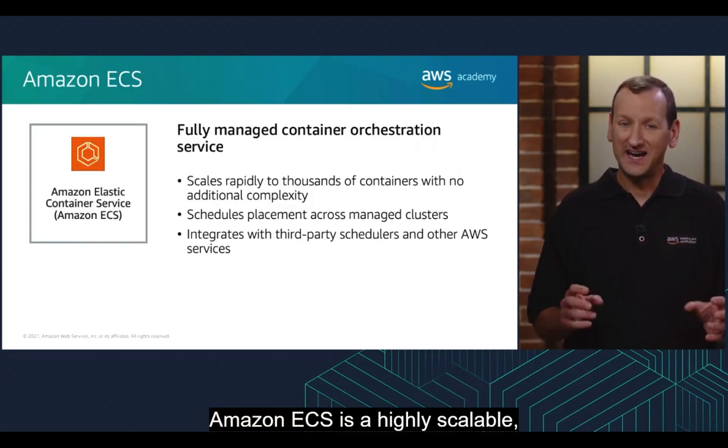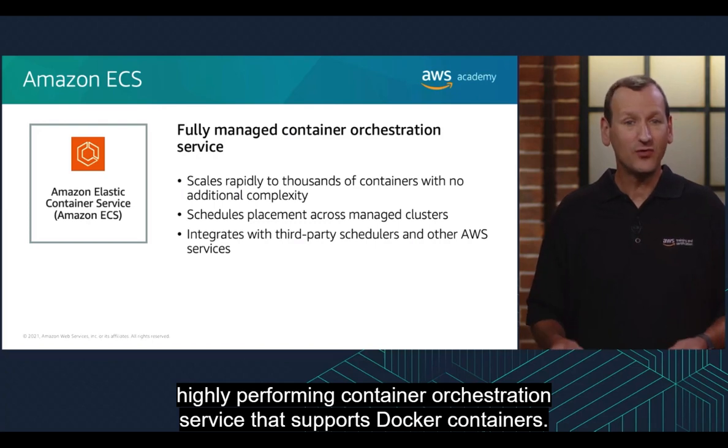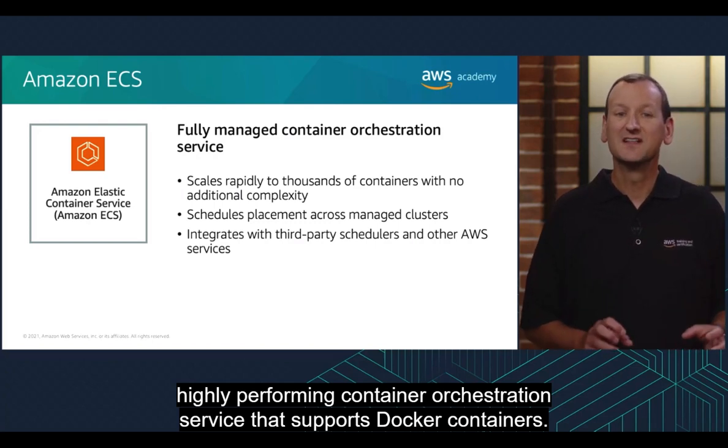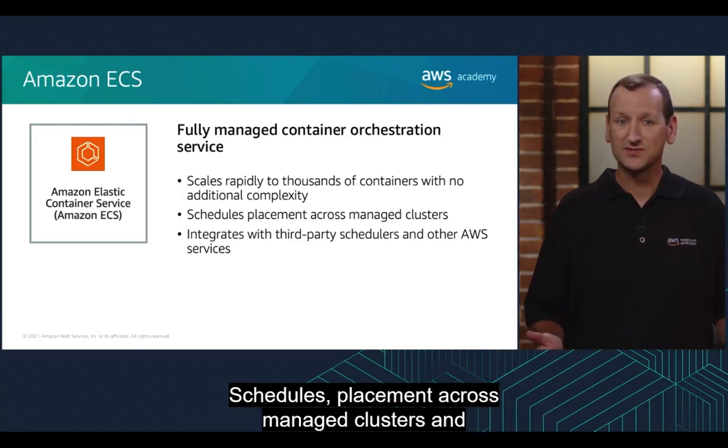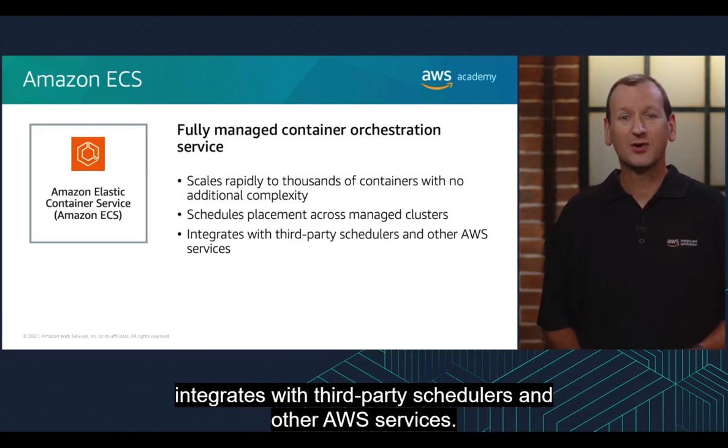Amazon ECS is a highly scalable, highly performing container orchestration service that supports Docker containers. It scales rapidly to thousands of containers with no additional complexity, schedules placement across managed clusters, and integrates with third-party schedulers and other AWS services.